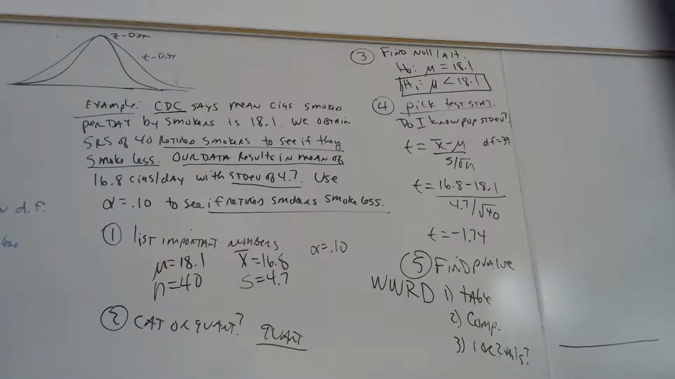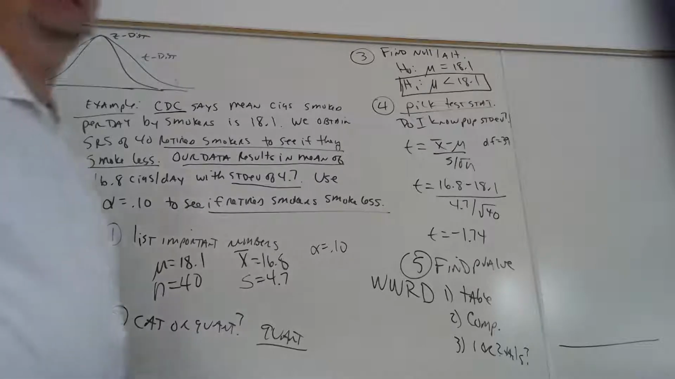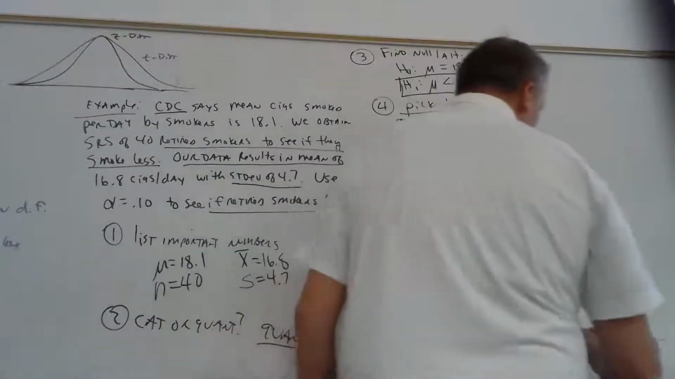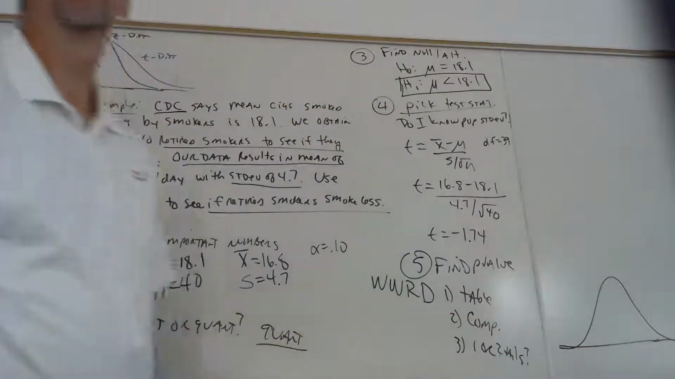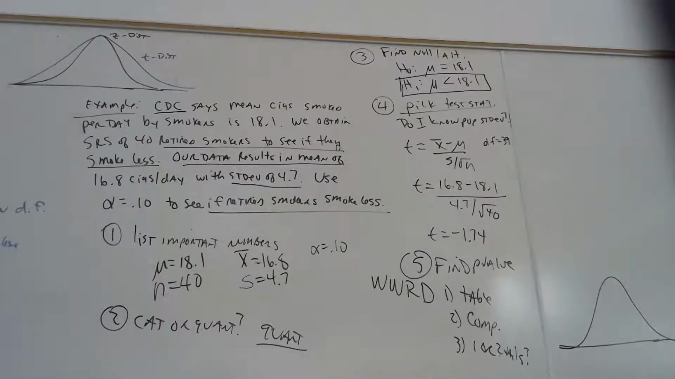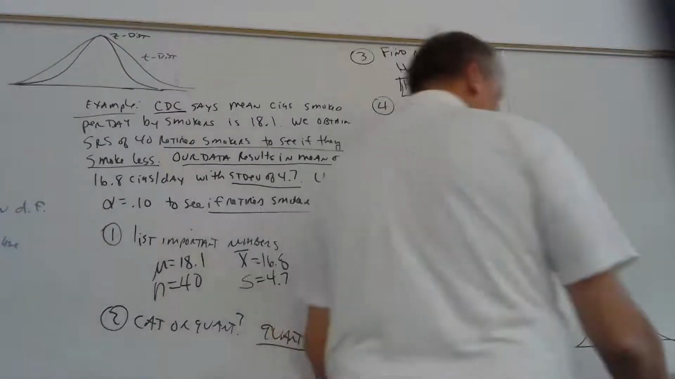Okay, what am I drawing a picture of? Normally distributed. No, it's not normally distributed. It is t-distributed, which looks a lot like the normal distribution, but with fatter tails. Can you tell those are fatter? Of course they are. Good enough. All right, what is the mean of the t-distribution?